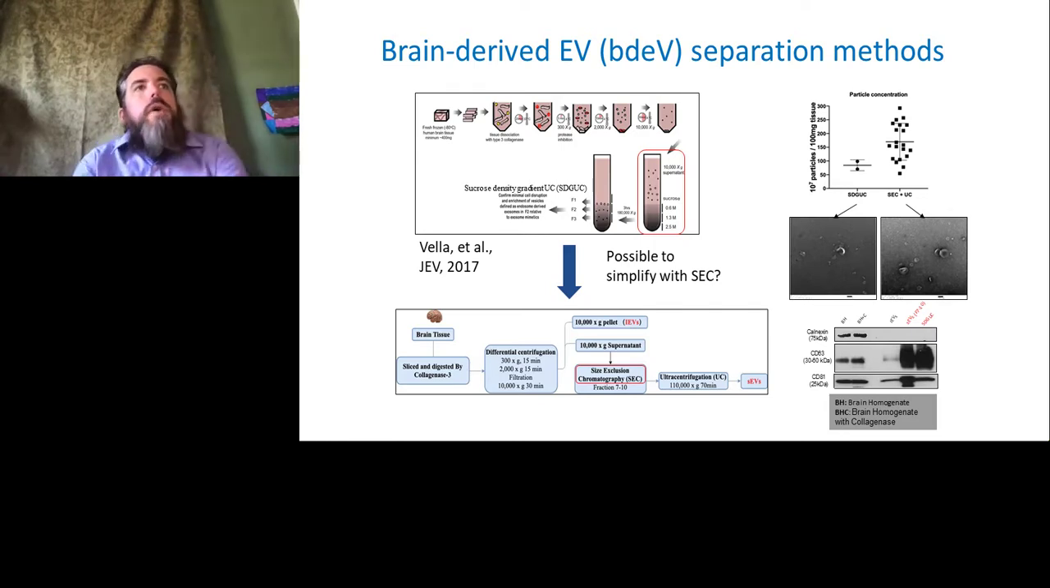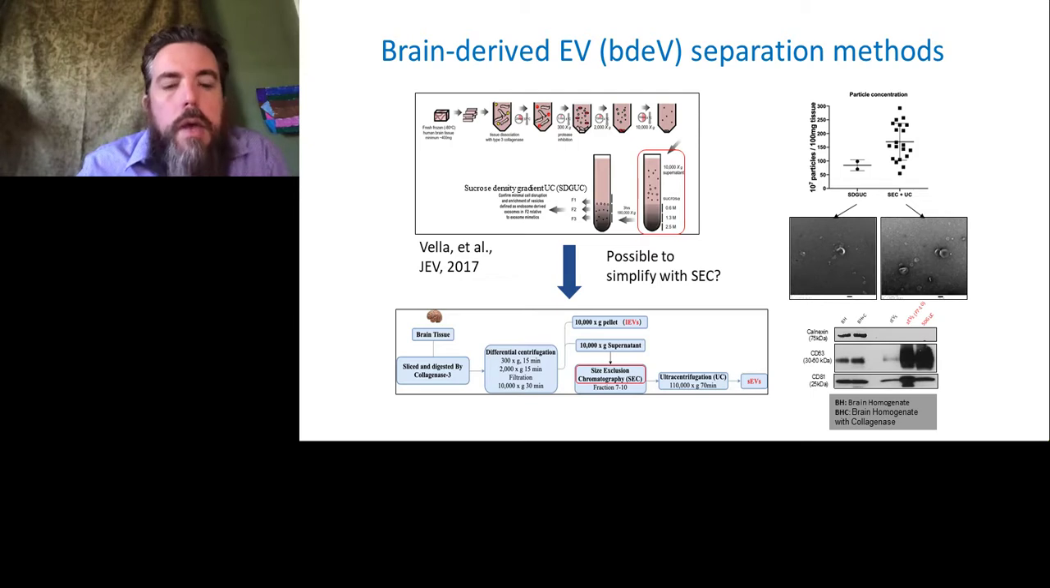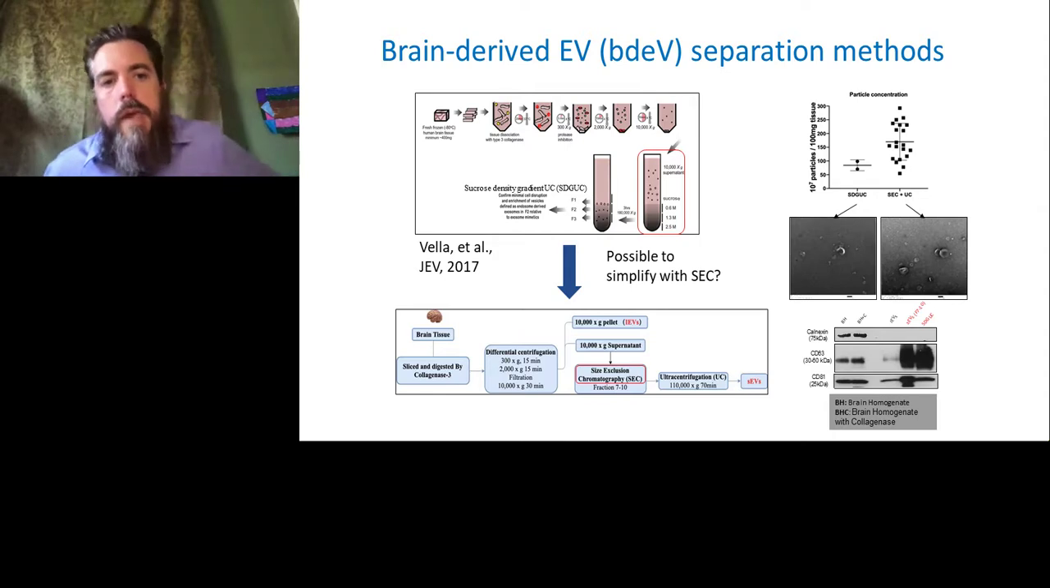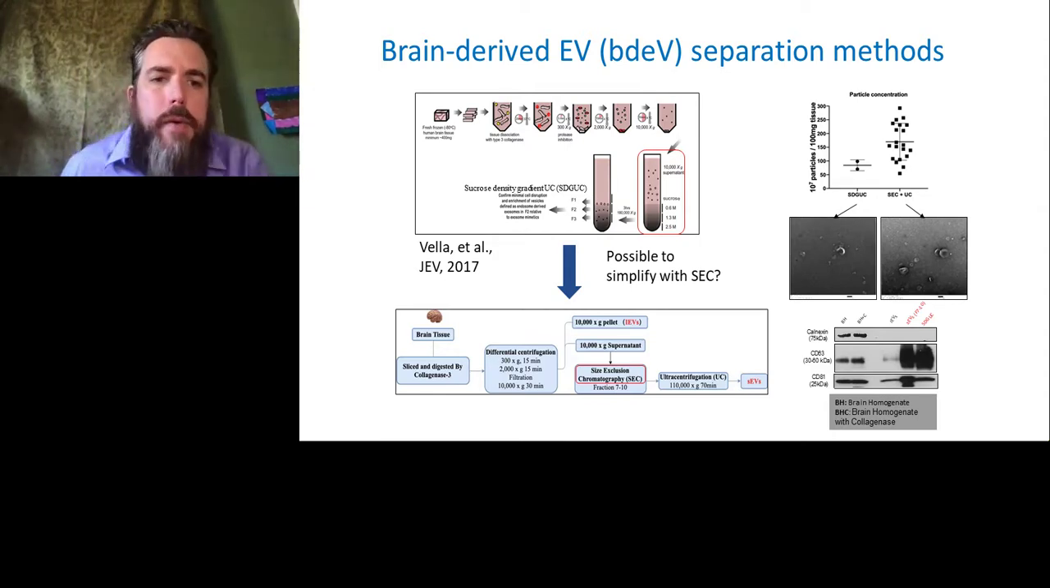So we asked the question of whether we could possibly take this protocol and simplify it a little bit and even automate it by using a size exclusion chromatography step in the place of the density gradients. And we were quite aware that we might not get quite the purity that we get with a density gradient, but we hoped that we could at least eliminate some of the contaminants and have a reasonably pure population of EVs. So in collaboration with the lab that first published this, we tried a side-by-side comparison.